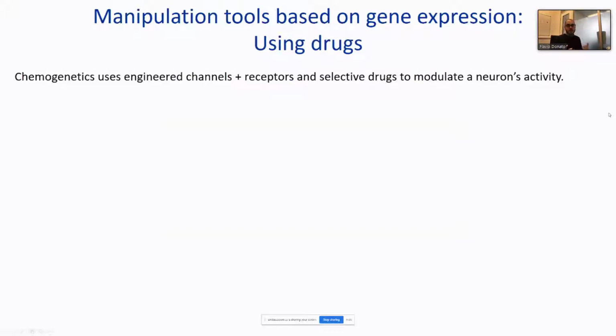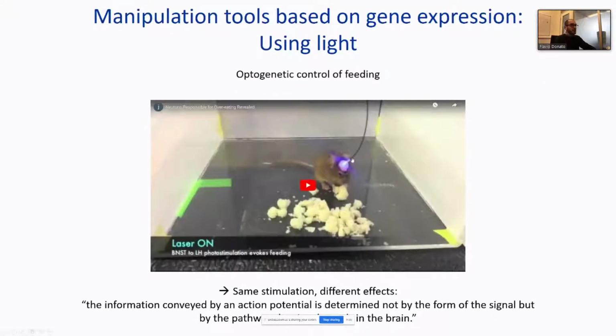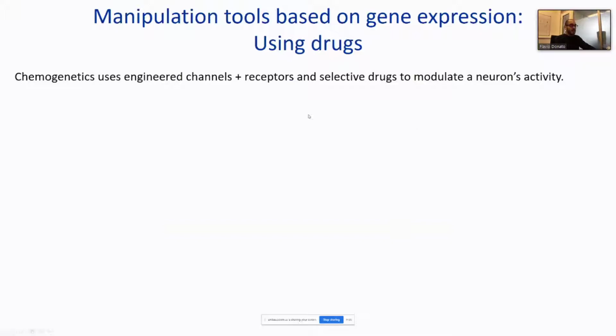Of course, though, channelrhodopsin is very precise, as you see, it's very powerful, but it's also quite invasive. You need to implant an optic fiber in the brain of the animal, and you also have a continuous cable that tethers the optic fiber to a laser source, so that you can give the stimulation at the proper wavelength and power.